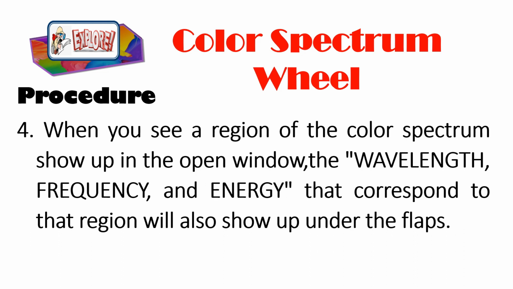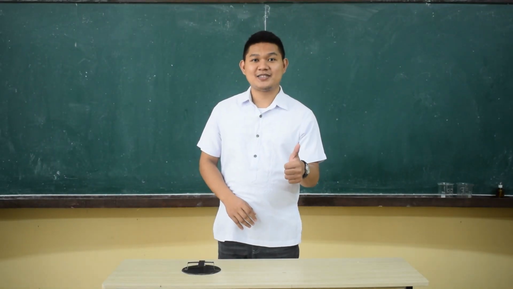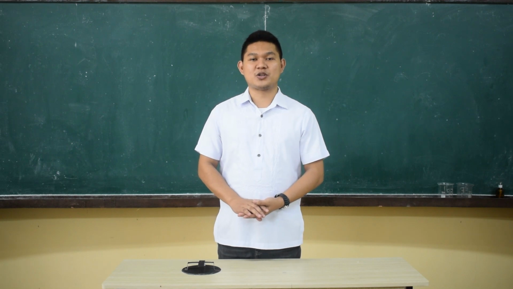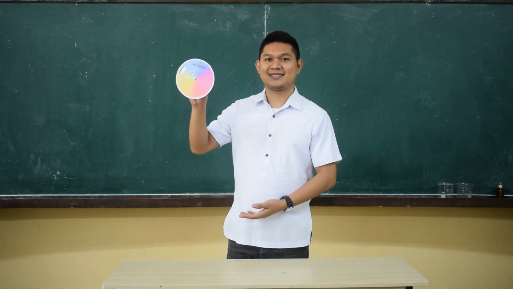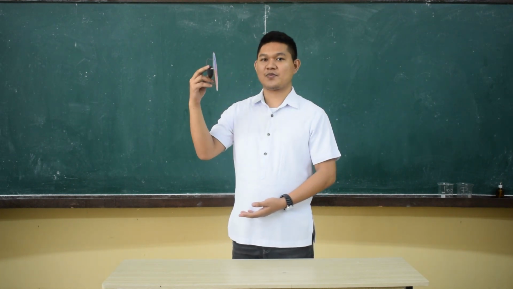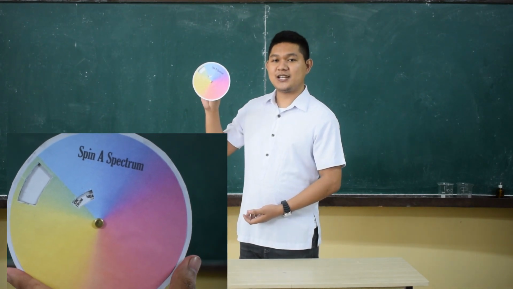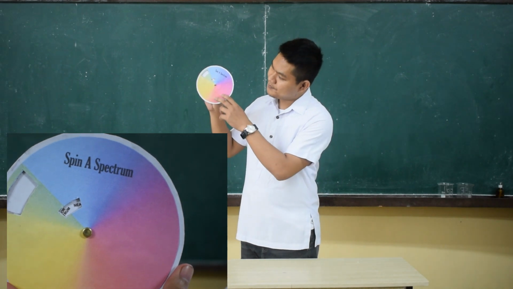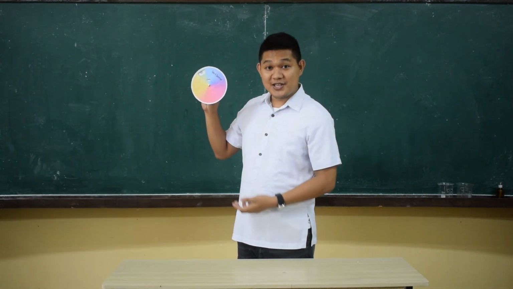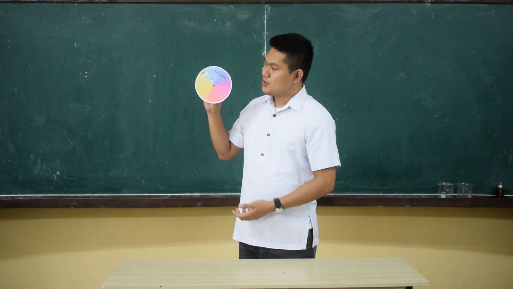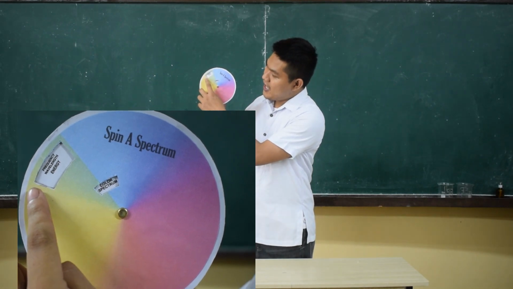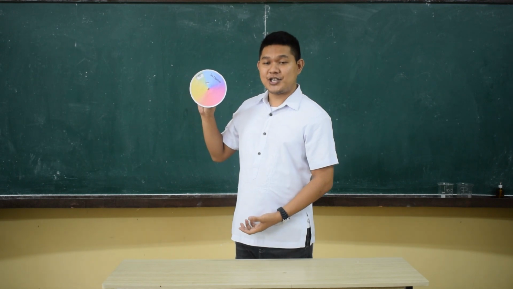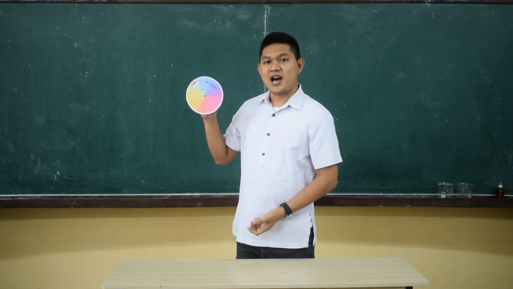And lastly, when you see a region of the color spectrum show up in the open window, the wavelength, frequency, and energy that correspond to that region will also show up under the flaps. Have you done it right? Well, I will show you the model of the color spectrum wheel, and it should look like this. So, let's try out by positioning the innermost of the flaps on color spectrum. This will simultaneously position the other flaps to frequency, wavelength, and energy. Now, let's turn the back wheel clockwise and keep an eye as you observe the combinations.